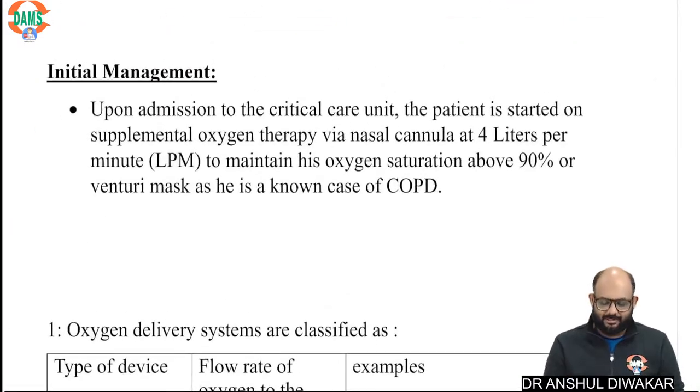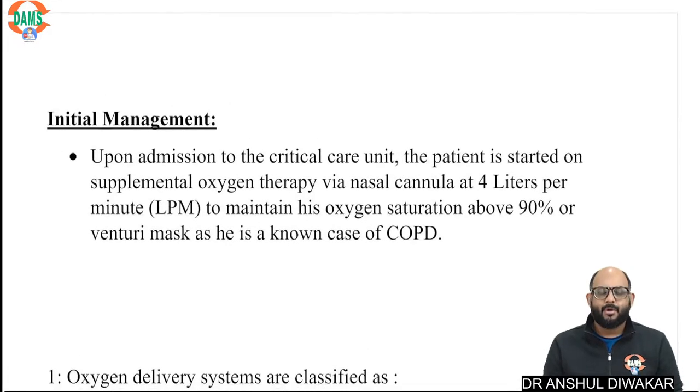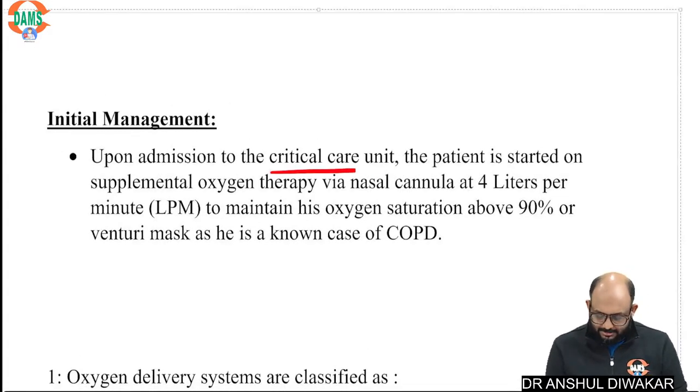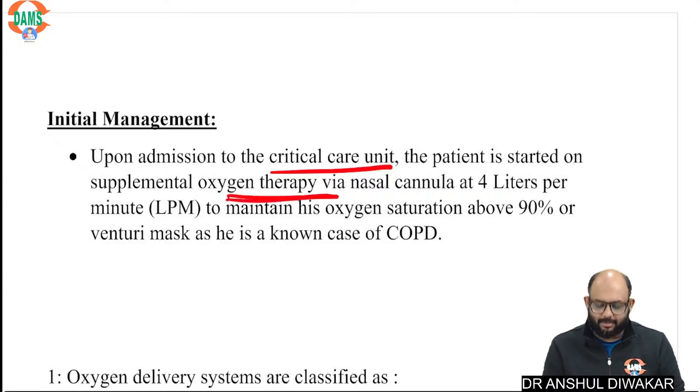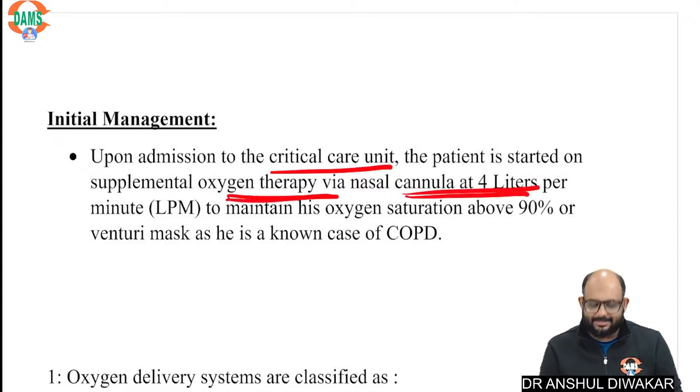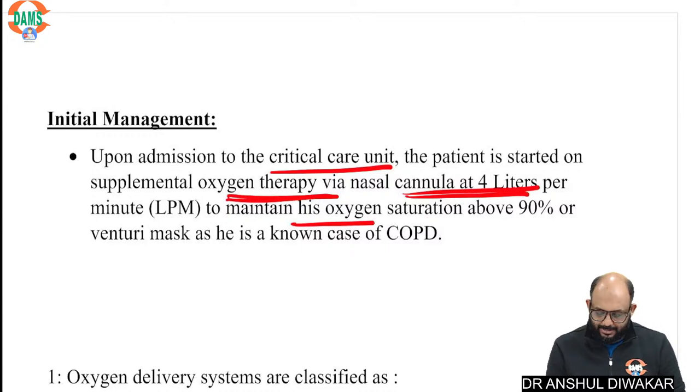So let's start with the initial management of this patient. Upon admission, the first thing that you're going to do is start supplemental oxygen therapy via nasal cannula at 4 liters per minute to maintain saturation above 90, or venturi mask as he is a case of COPD.